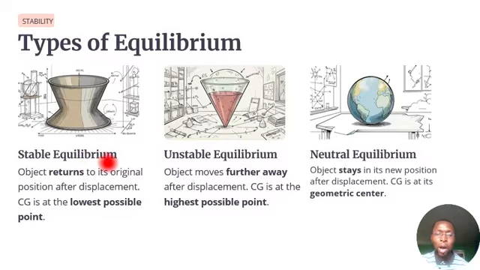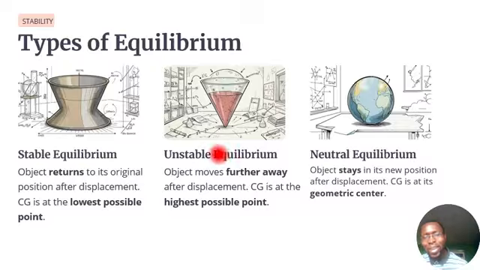So stable equilibrium and unstable equilibrium, they are opposite. For stable, the CG is at the lowest possible point, while for unstable, the CG is at the highest possible point. Then there is this neutral equilibrium, where the object just remains in its new position after you have displaced it.